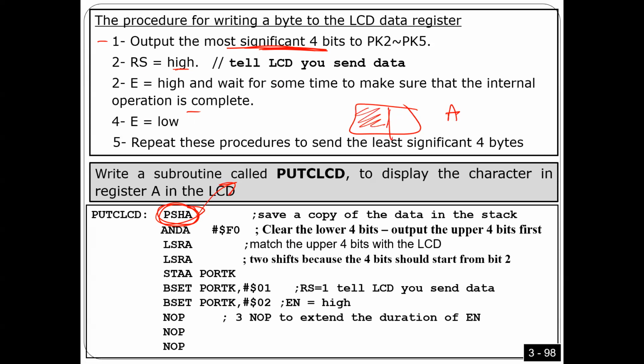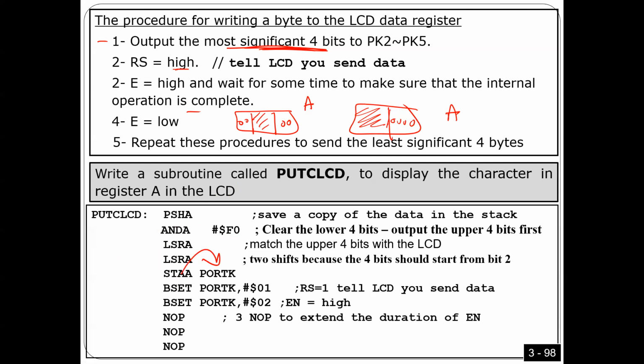Look what I did. Number 2, I'm going to do AND with F0 as you see here. What is this going to do? On register A, I'm going to put 4 zeros. Register A has 8 bits, and I'm going to clear these 4. After that, look what I did. I'm going to shift register A right twice. So now register A should become 0, 0, then the 4 bits are here, and then we have 0, 0. Then I'm going to write it to port K.